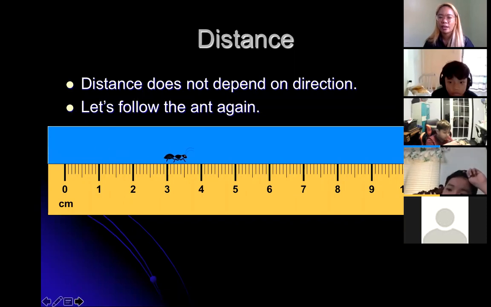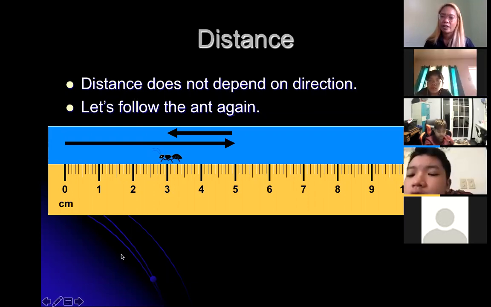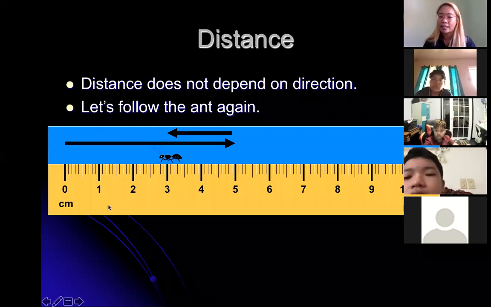Okay, so for example here, the ant moved here, and then it stopped here. What is the distance traveled by the ant? 8 centimeters. Thank you very much, Kuya Gian. So the total distance traveled by the ant is 8 centimeters.